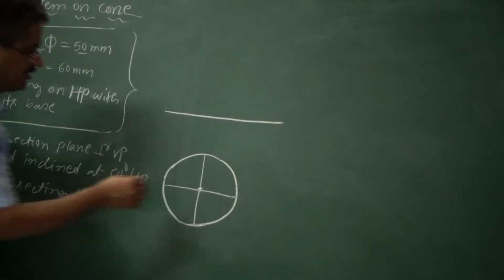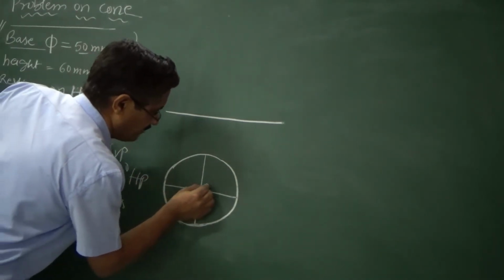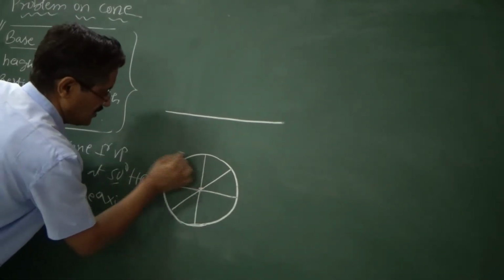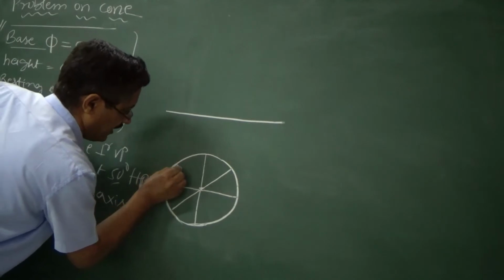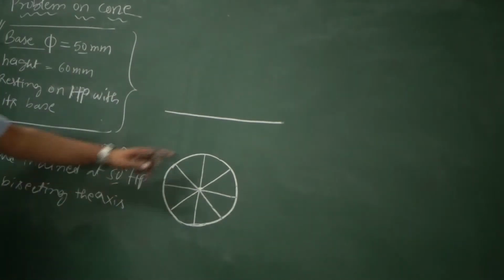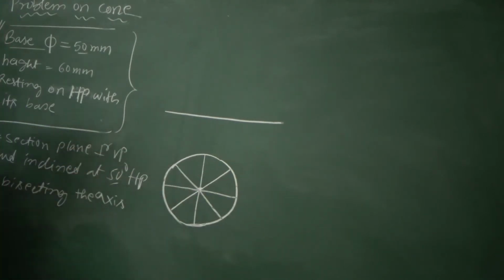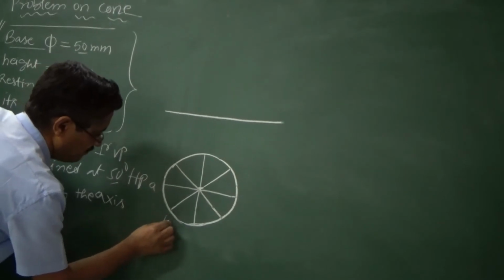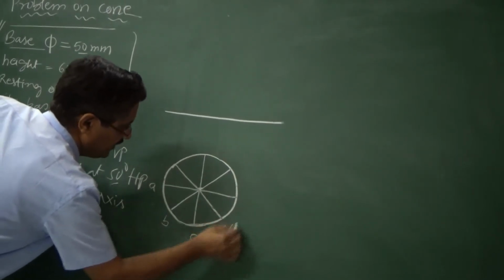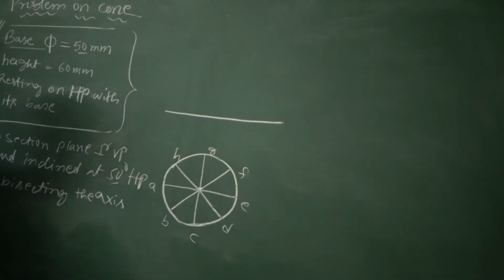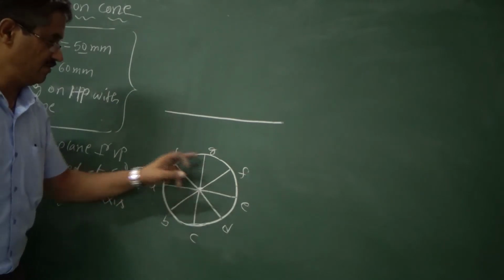Now further divide this into 4 more. That is, at 45 degrees you can draw a line and extend that line, and towards this again 45 degrees line and extend it. So in total you are dividing the circle into 8 equal parts. Now let me take the letters A, B, C, D, E, F, G, H, back to A. So there are 8 parts.